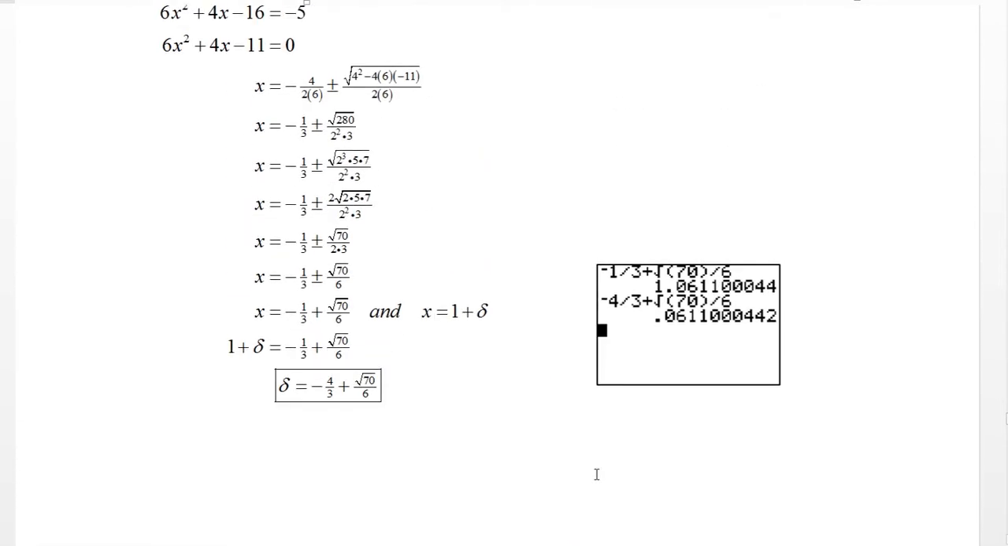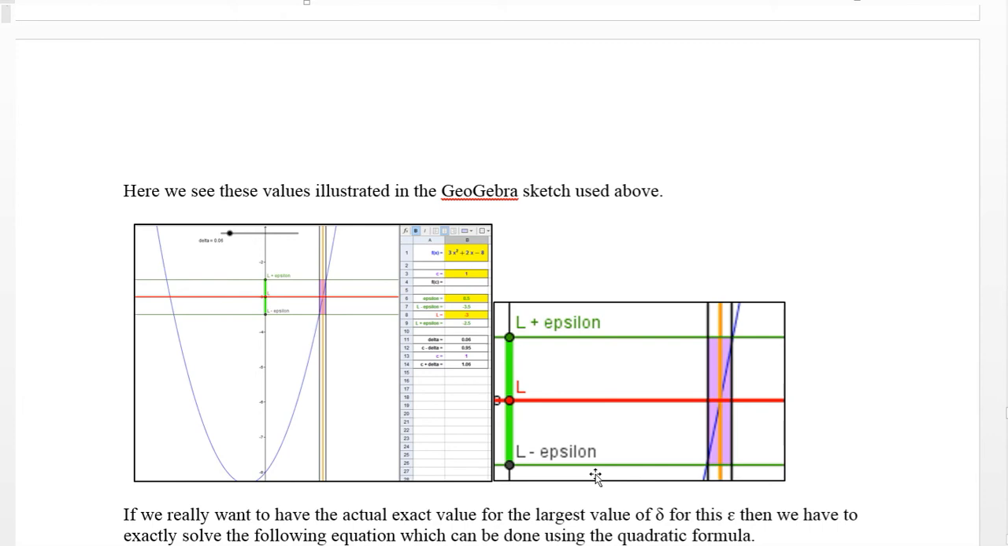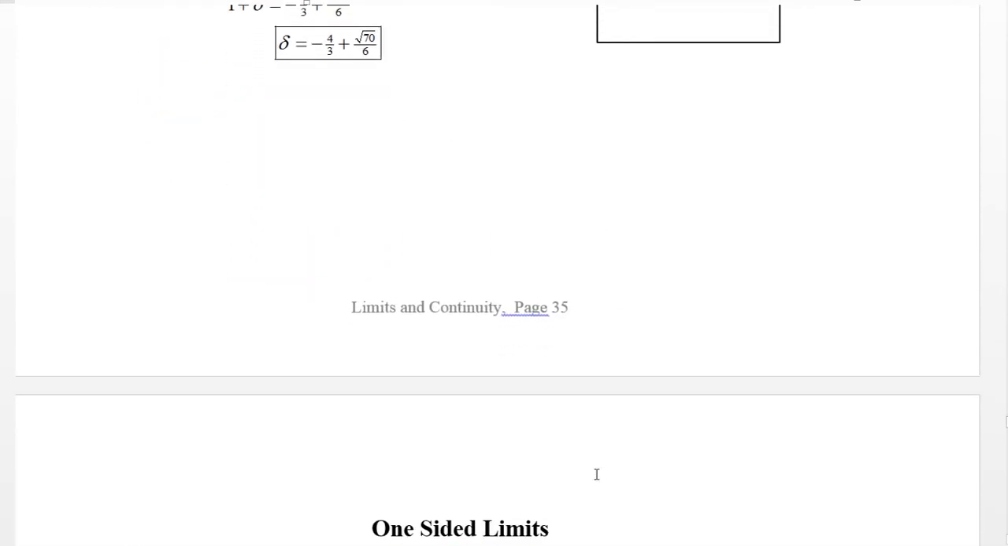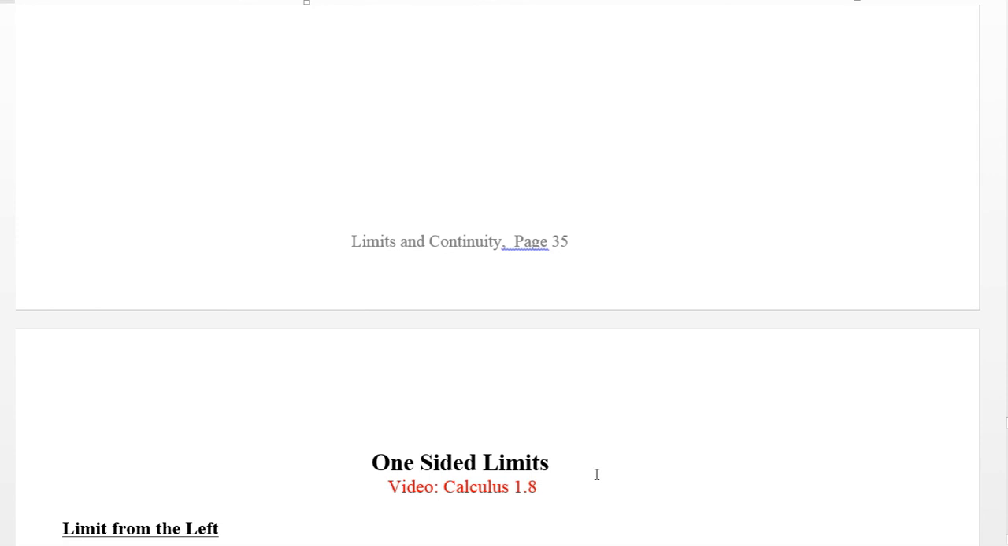Okay? So that gives you an example of a kind of problem we might have where it's not linear, where it's quadratic. Next video we'll talk about formally looking at one-sided limits.